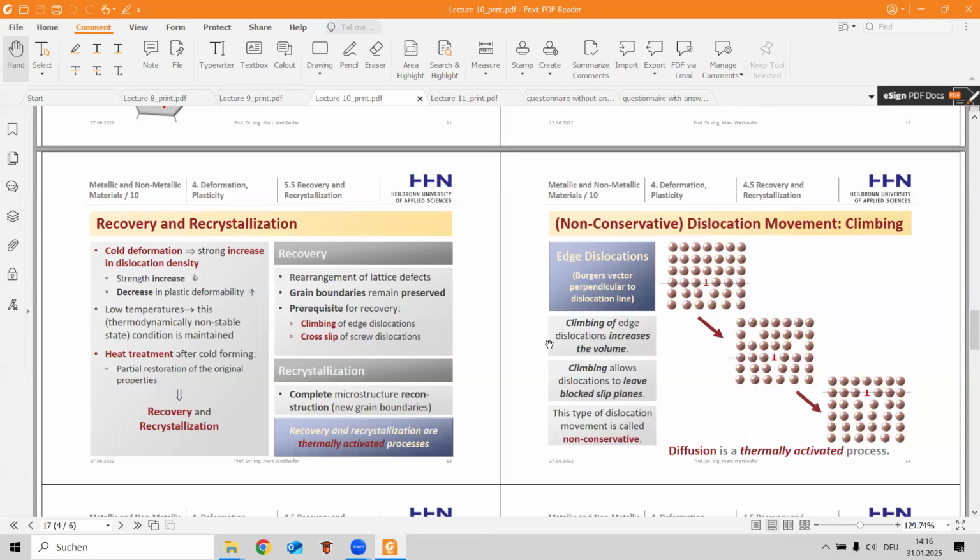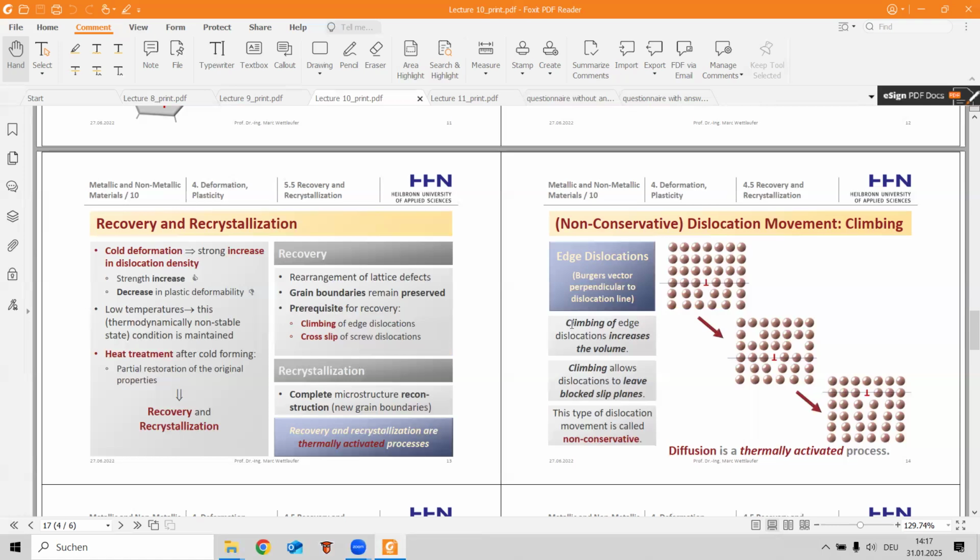Grain boundaries remain preserved. Mechanisms for recovery are climbing of edge dislocations and cross slip of screw dislocations. Recrystallization is a complete microstructure reconstruction with new grain boundaries. Recovery and recrystallization are thermally activated processes. First, conservative dislocation movement, then climbing.